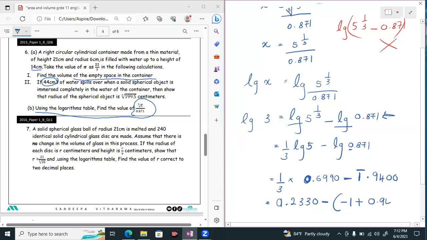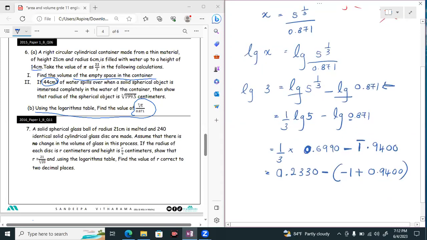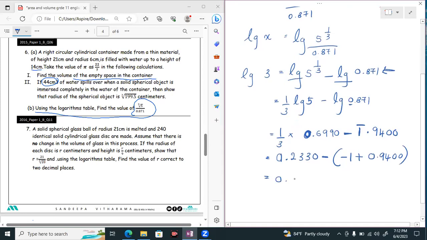When you have negative logarithm value with negative characteristic, then 0.2330. Here add 1. Subtract 0.9400. Okay. Then 1.2330 subtract 0.9400. Have you got it up to this one?